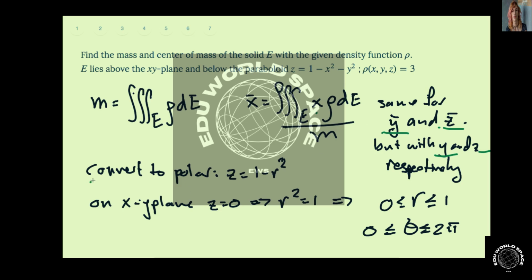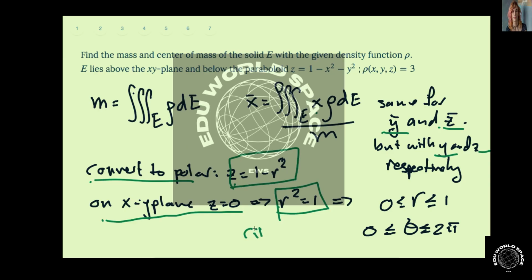All right, so the first thing that we need to do is convert this to polar coordinates. And if we're just looking at the xy plane, z is 0. So then we have this, and this is a circle, and the radius is 1. So we can write it in polar coordinates using that there.